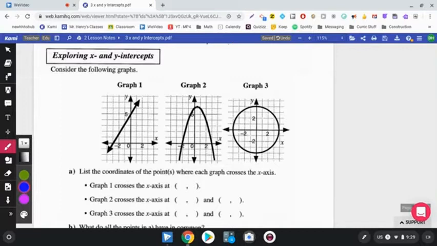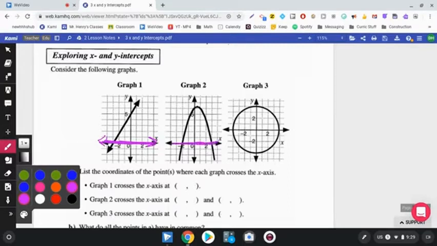So I have 3 graphs here. It says list the coordinates of the points where each graph crosses the x-axis. Okay, I'm going to go ahead and highlight the x-axis. That's the flat one, the horizontal axis. I'll do it in purple to make it a little bit more obvious. So an x-intercept would be, well, when do I cross that horizontal line? At what points do I cross that line?